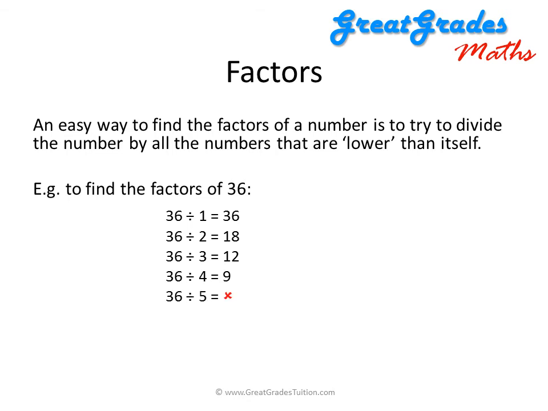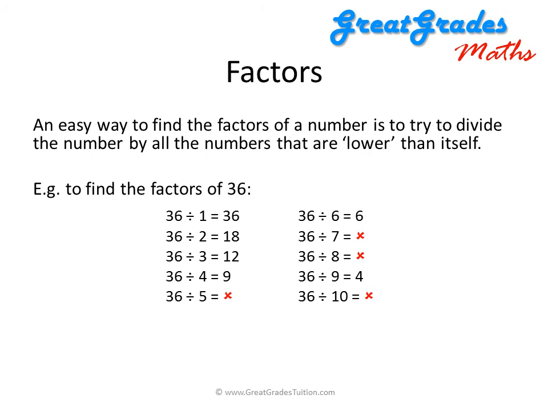Divide by 5, well, that doesn't work. It doesn't give us a whole number. So we put a cross there. Divide by 6 is 6. Divide by 7, well, that doesn't work either. It doesn't give us a whole number. Divide by 8 doesn't work either. Divide by 9 is equal to 4. And divide by 10, well, that doesn't work either. And then if 10 doesn't work, then no number larger than 10 will work either.